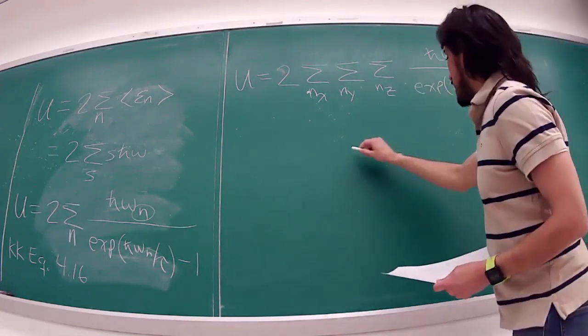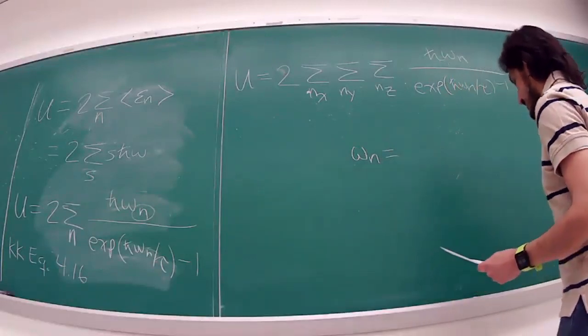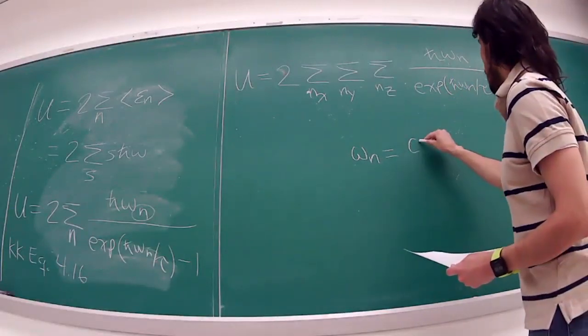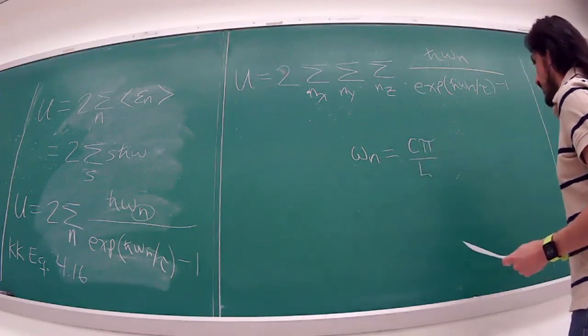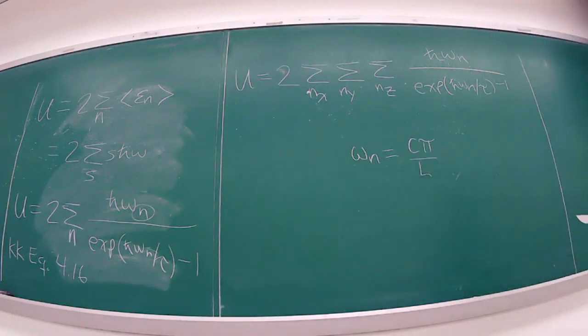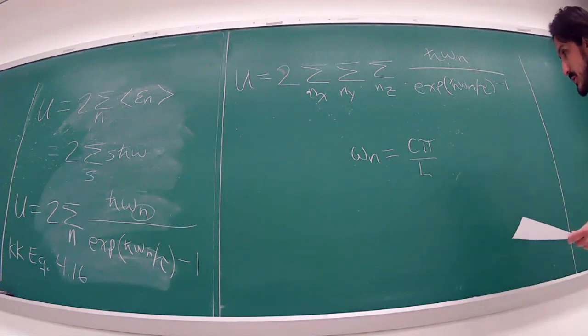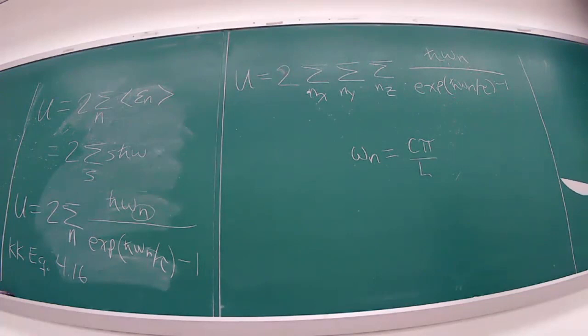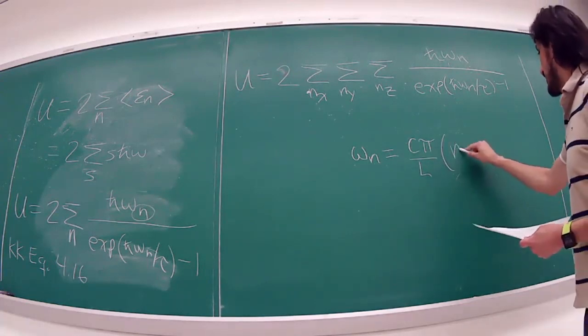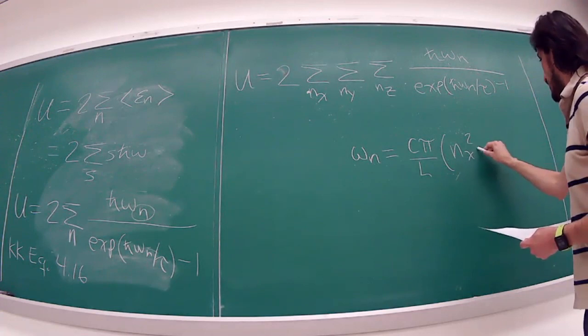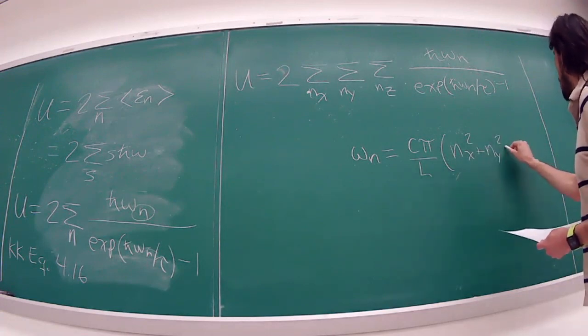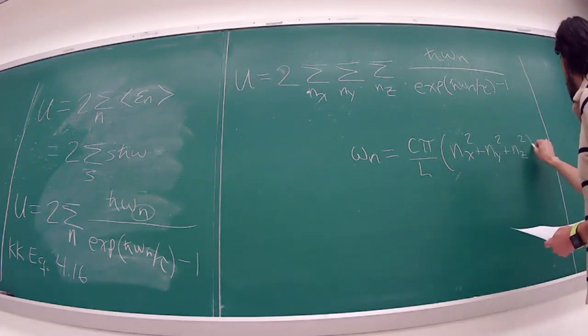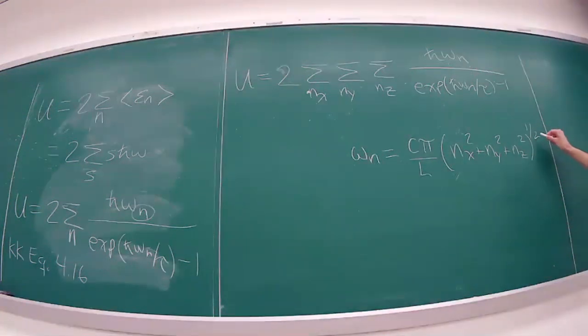So this omega n is equal to c pi over L. c is the speed of light. Pi over L is some factor that we get from the arguments of the sines that are the solutions of the wave equation. And then we have the square root of nx squared plus ny squared plus nz squared.